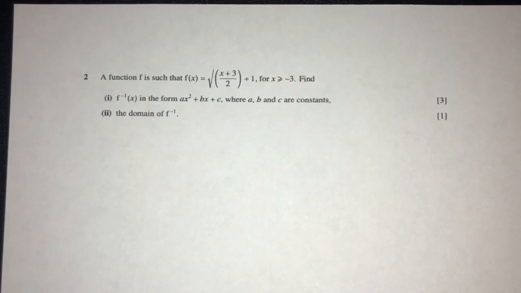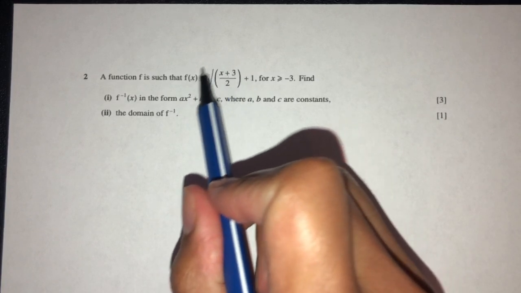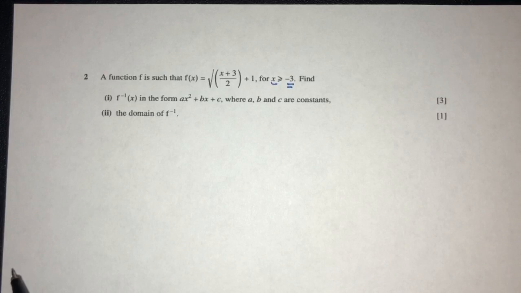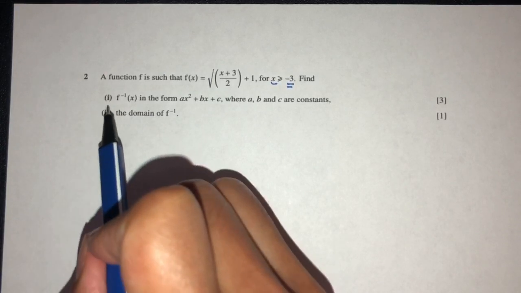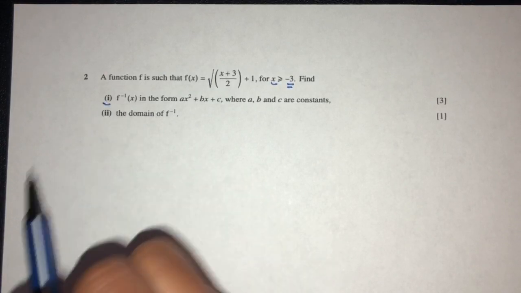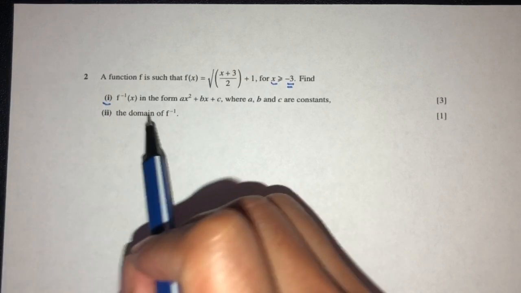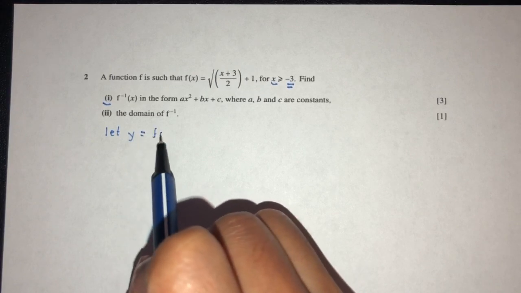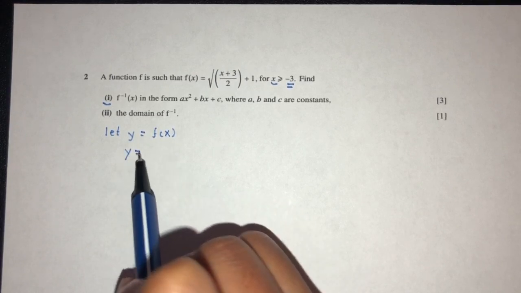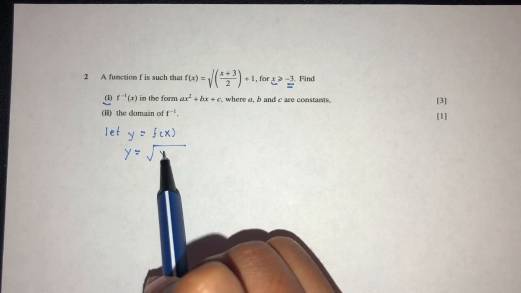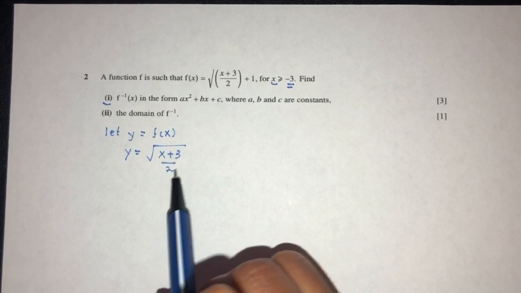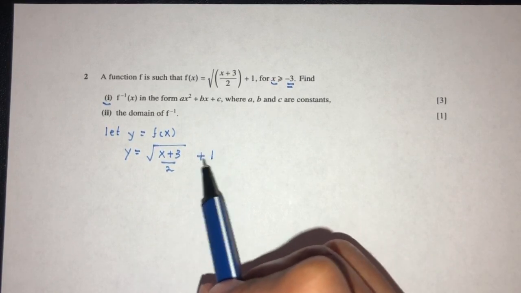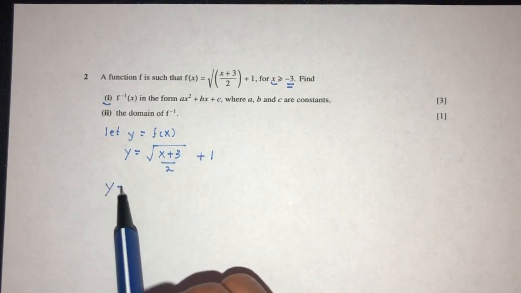So now we have a function f such that f of x is given to you by this equation, for x more than the value of minus 3. Okay. Now part 1. We have to find f inverse of x in the form of this. Let's try. So what will that be? Let y equal f of x. So y will be root of (x plus 3) over 2, plus 1. Now we have to try to make x the subject. So we can first send this one over here. That will be y minus 1.